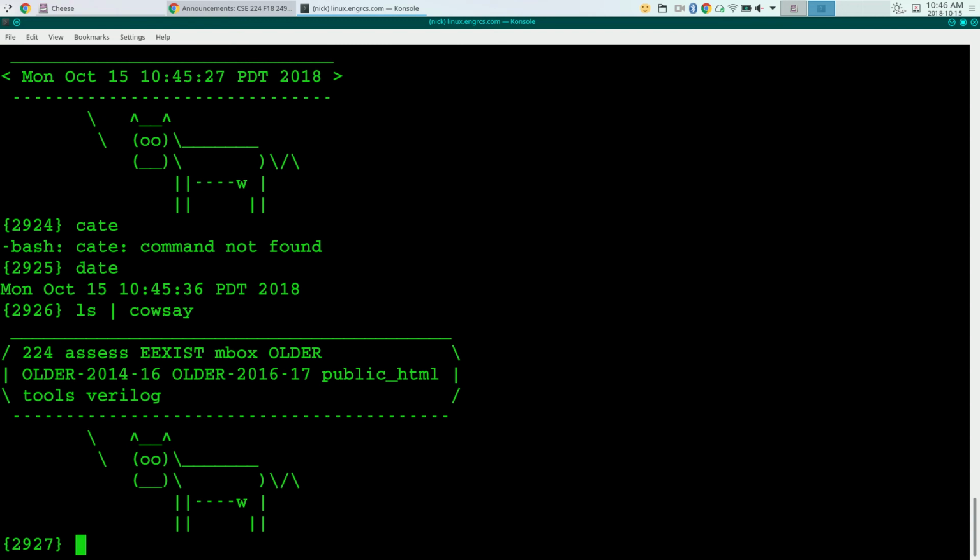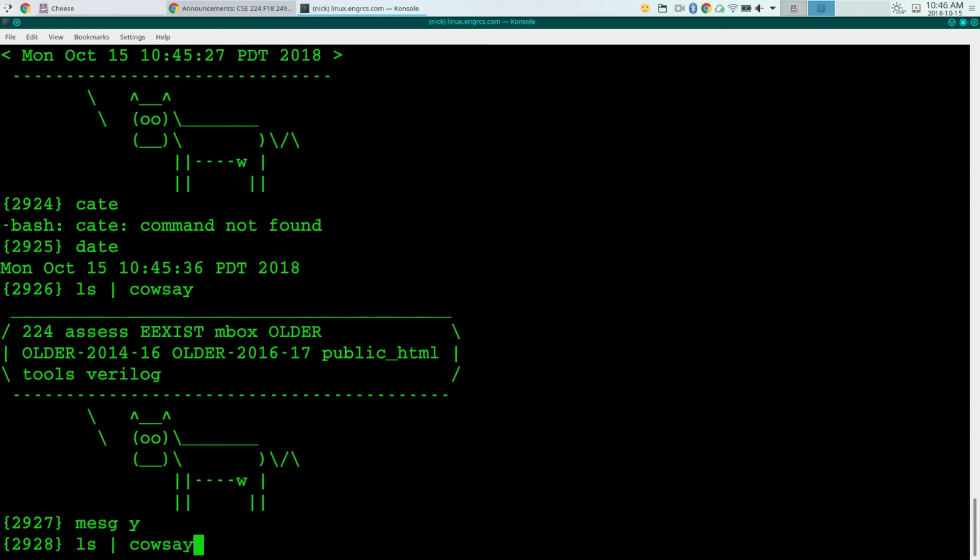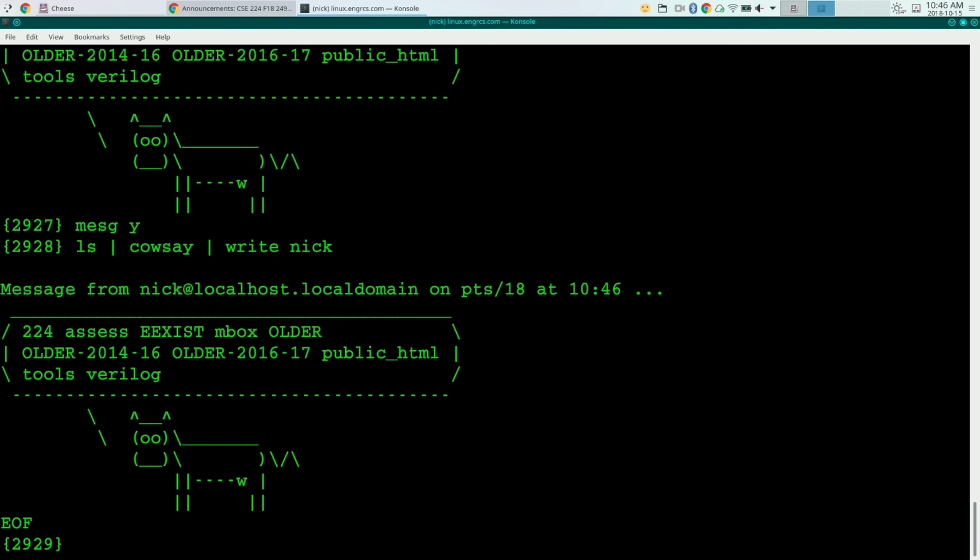So I can have my cow show me the contents of my directory. And in fact, I could take that and I could pipe it into write Nick. And now I just got a message with a talking cow. So we can use pipes to combine commands, basically. And if you start thinking of that capability, you'll start finding all kinds of ways that you can use this.